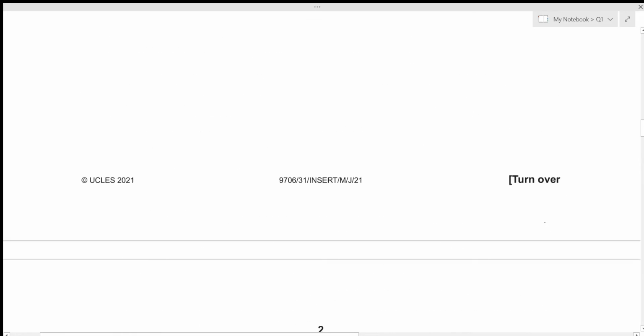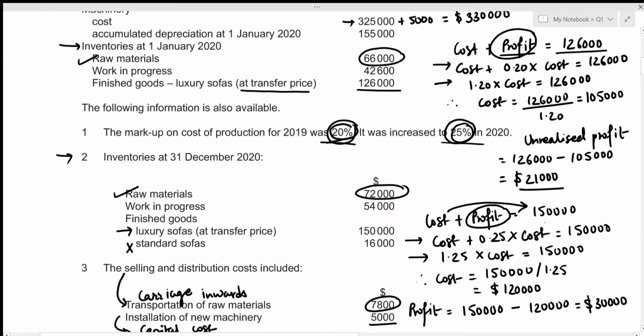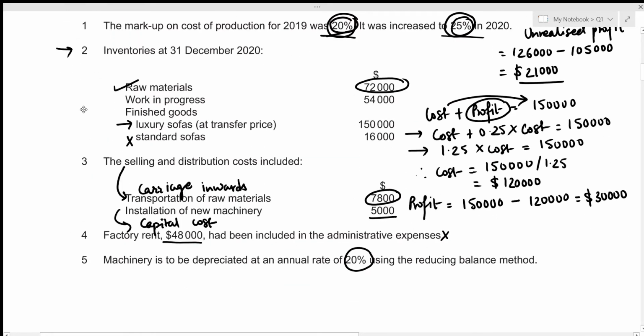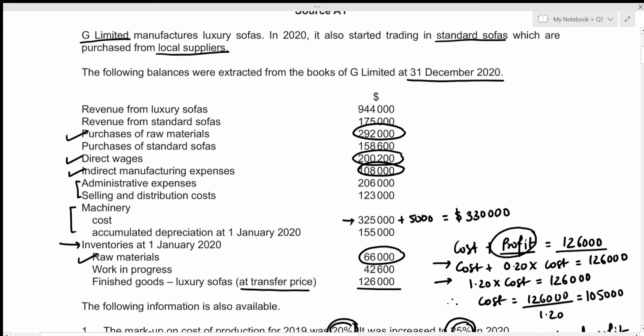Let's look for other indirect costs. Like I said before, we need to charge depreciation on machinery, and this will be the indirect cost associated with the factory, right? So let's have a look at our depreciation policy. So machinery is to be depreciated at an annual rate of 20% using the reducing balance method, which means that the rate of 20% should be charged to the net book value, which is actually the difference between the cost and the accumulated depreciation. Let's do that.